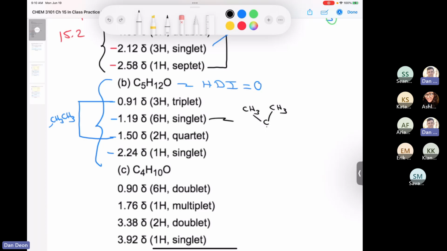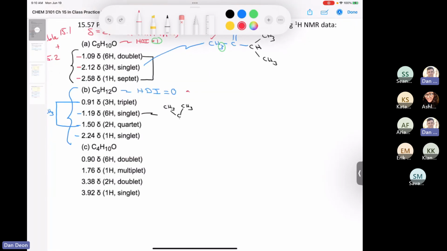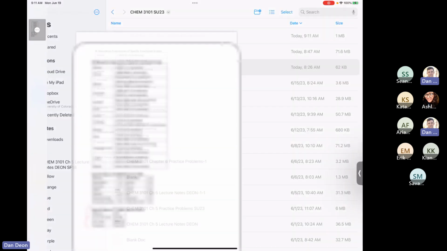What else? You've got at 2.24, you've got a singlet that integrates for 1 proton. Well, let's go back to the HDI. If you have an HDI equal to 0 and you've got an oxygen in your molecule, well, what's the only possibility? Is that you could have either an alcohol, right, ROH, or an ether, which is ROR. But we don't have an ether because if we look at the table of chemical shifts, so let's go back here. Let's go back to the table of chemical shifts. So it was right here, okay?